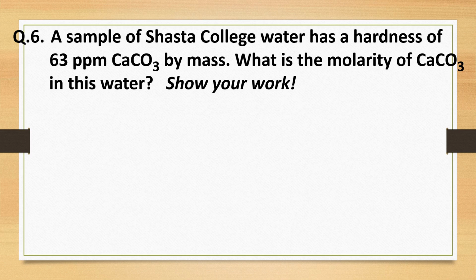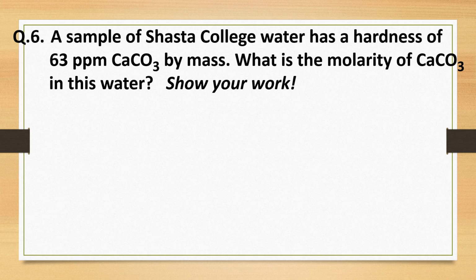So let's always remember to start with our given. So what is our given? Our given is 63 ppm. Remember, this is not a unit of mole or weight, but a unit of a ratio, which means 63 parts out of 1 million parts. So 63 parts of the solute, calcium carbonate, in 1 million parts of the solution. Okay, so let's look at that.